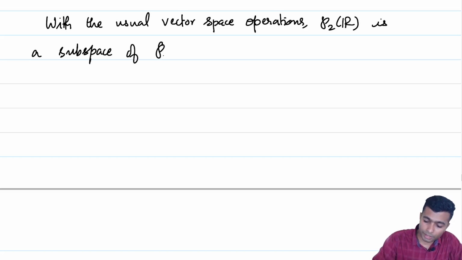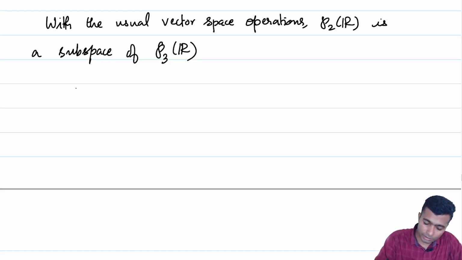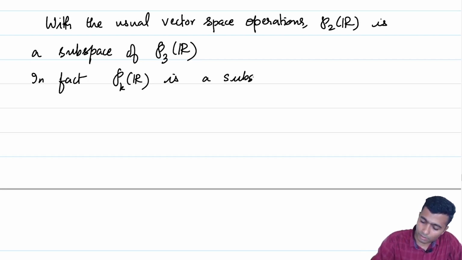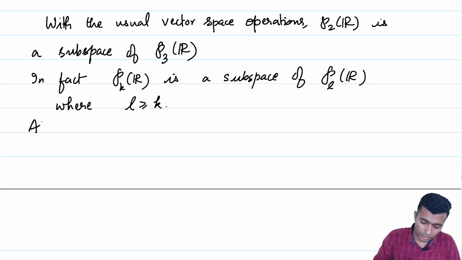of P3 of R. In fact, let me write down a chain of subspaces: Pk of R is a subspace of PL of R, where L is greater than or equal to K. All these are subspaces of P of R.